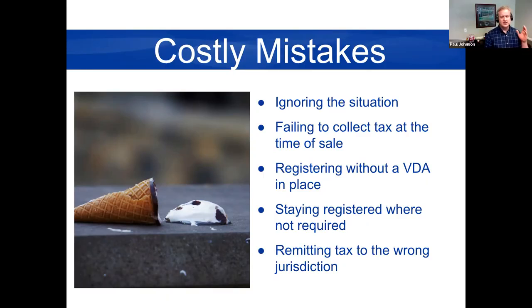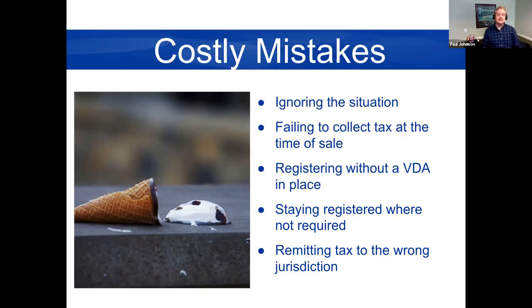So the first one, ignoring the situation. Many online sellers, we even talked with one today, think that if I just ignore the letter from the state, it'll go away. But if you're ignoring a letter from the state, or potentially you're ignoring collecting tax, even though Nexus may have been established, you're just making the problem worse. You're compounding that situation. So do not ignore the situation.